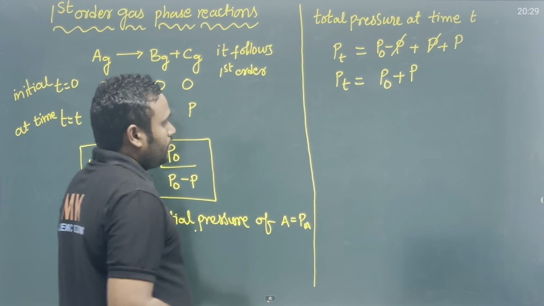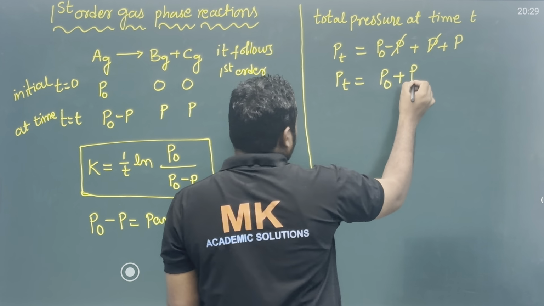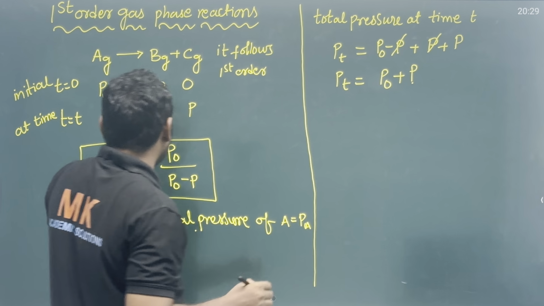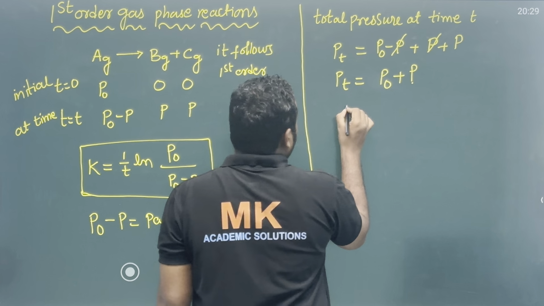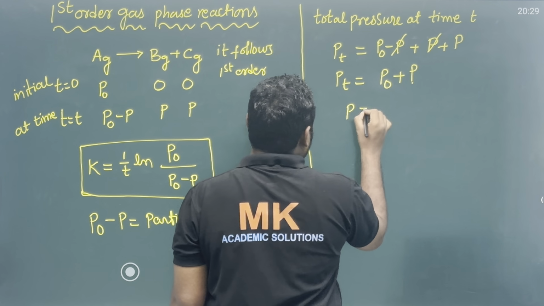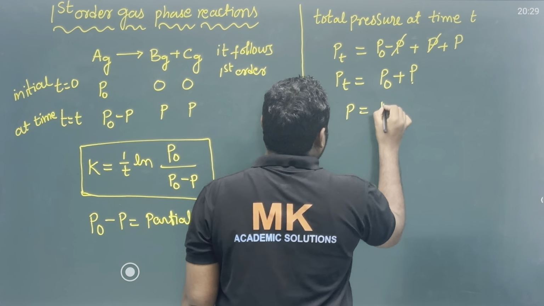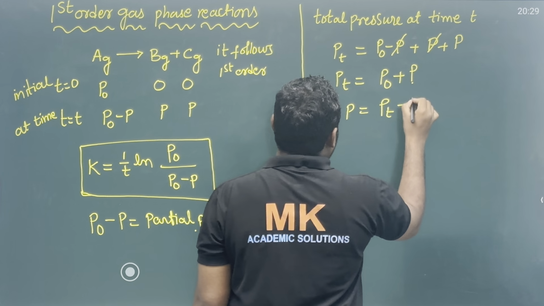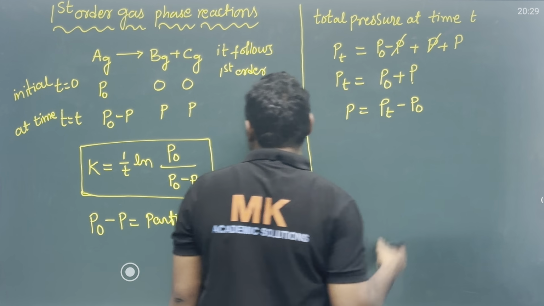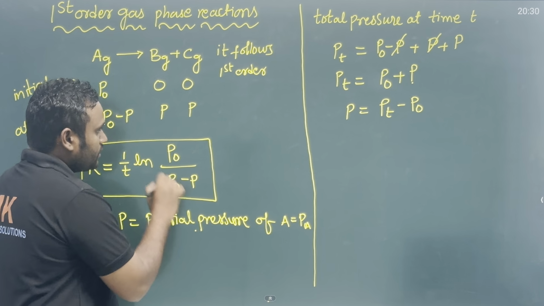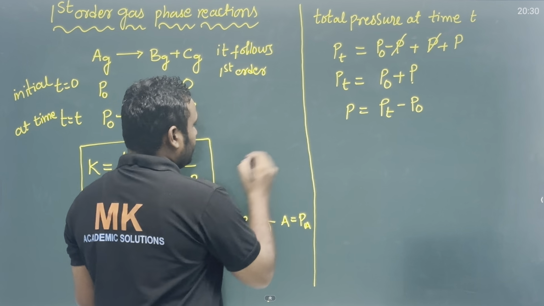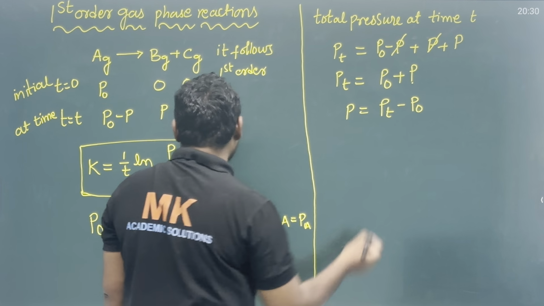Therefore we want the P pressure, meaning how much pressure has decreased. So P will become P is equal to Pt minus P naught. Now substitute the P value in this equation. We know the P value is Pt minus P naught.